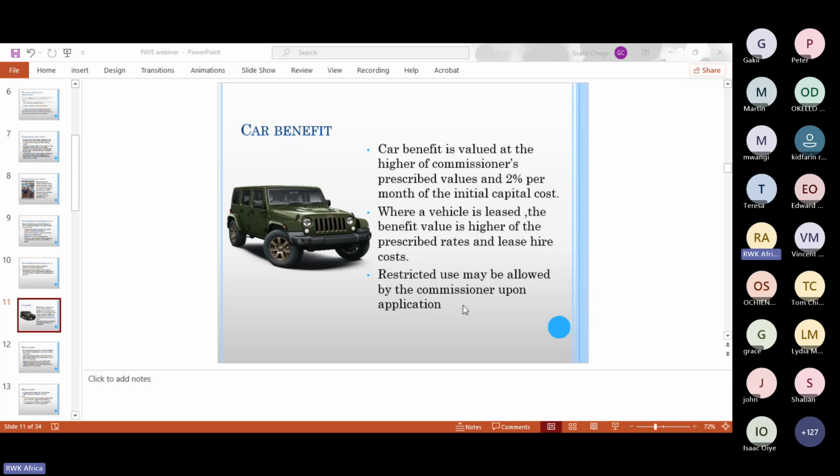What this means is in the case where maybe you as an employer have provided, say, a work ticket where this employee is able to record the mileage that has been used on official duty and that has been used on personal duty. If you can be able to separate like that, then the benefit will be apportioned by the rates that will be provided for by the commissioner upon application.